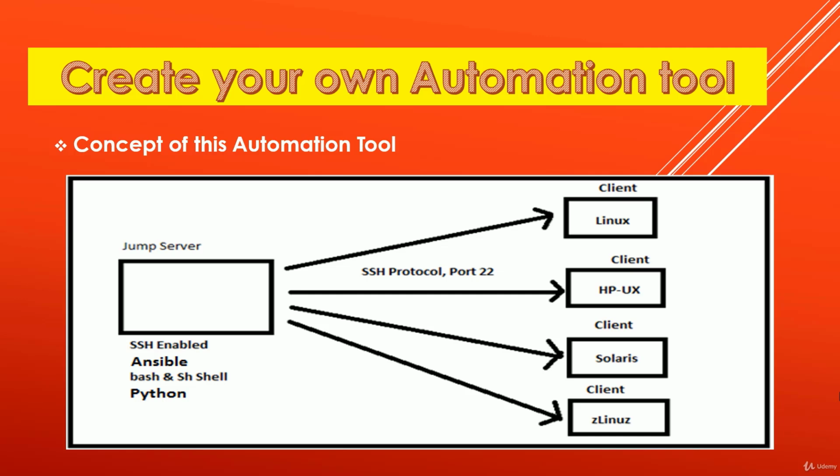But from the jump server, there should be proper communication, and that should be based on SSH and port 22. SSH, secure shell, works on port 22. So this is the minimum requirement for this tool. I should have a jump server, and on the jump server SSH should be enabled, and Ansible, shell scripting and Python should be there, and all your clients should be accessible via SSH. So this is the concept of this automation tool.